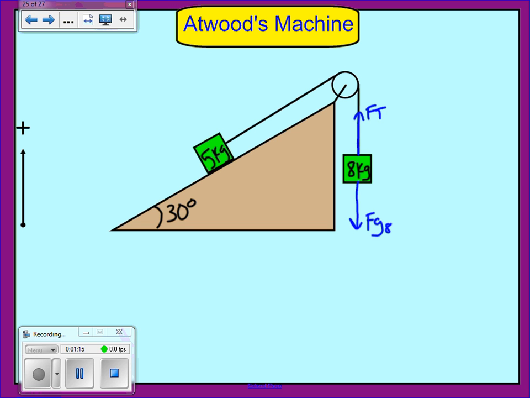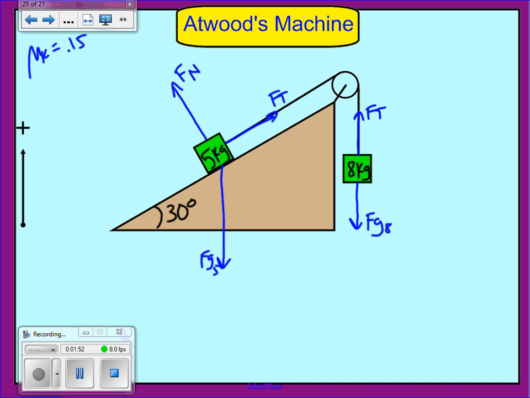The 5 kilogram one, on the other hand, is a little bit more difficult. We've got force gravity going down, and I'm going to label that FG5. We've got force normal going perpendicular to the surface, and force tension going parallel to the surface. And for this first problem, let's say there is friction. I'm going to say there is a coefficient of kinetic friction between the 5 kilogram block and the surface of 0.15. Because we're going to deal with friction anyway, we might as well deal with it right now.